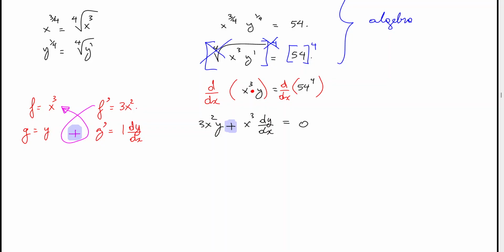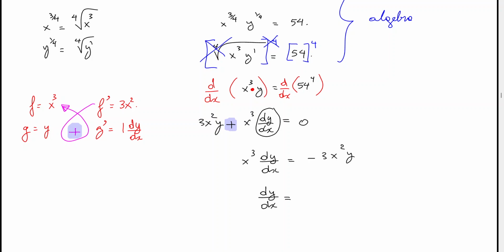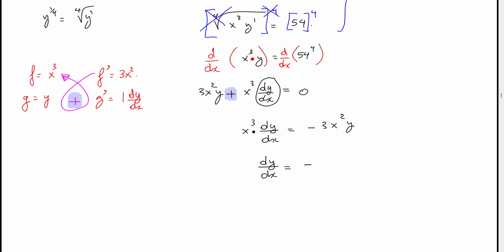Now, remember, our goal is to get the dy over dx by itself. So let's try to do that next. So I'm going to isolate it by first subtracting the 3x squared y. And finally, I'm going to remove the x cubed from this left side by dividing. Since it's being multiplied by the dy over dx, we just divide both sides by x cubed, and that gives us the final answer.